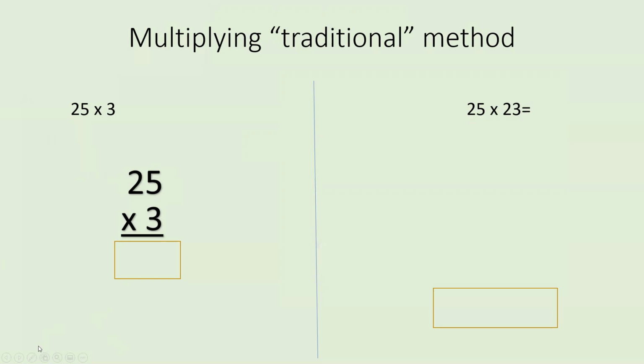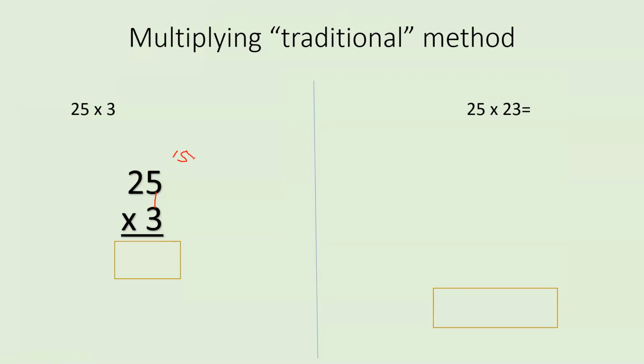So I always try to anticipate where students are going to make mistakes, right? One area that you could possibly make a mistake is when you multiply 5 by 3, you might forget what you're supposed to do with the 1, right? Because this answer here is 15.